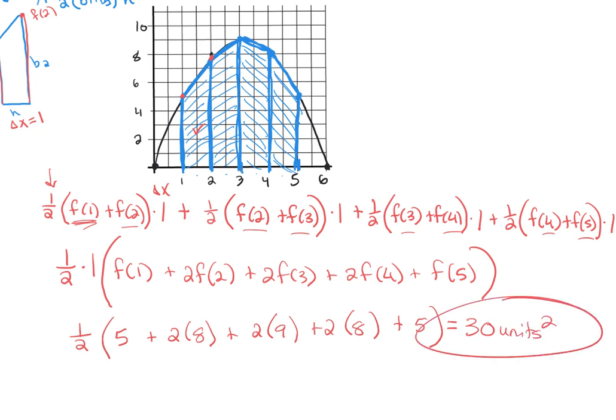So there is your full video on approximating areas under the curve with Riemann sums. Apologies for it being a long video, but it was a lot of good information, so good luck.